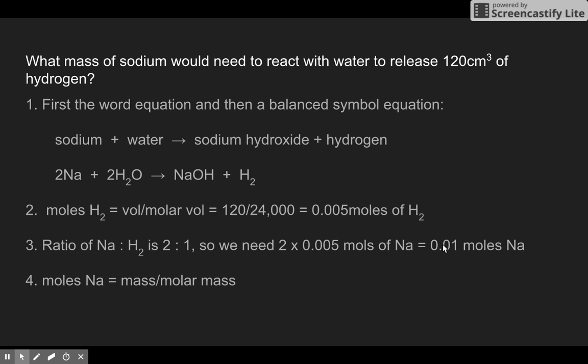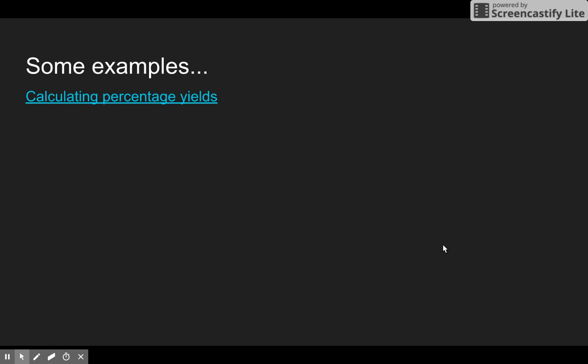And then last of all, we've got number of moles of sodium equals mass over molar mass. 0.01 equals mass over 23. So the mass of sodium is 0.23 grams. Okay. Have a go at some more examples and see how you get on.